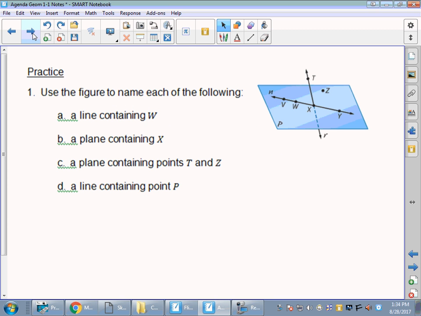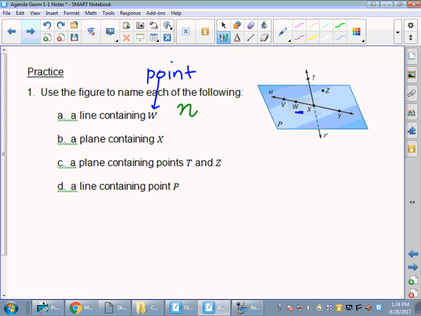All right. So in this practice, it says use the figure to name each of the following. So I'm looking for a line that contains W. Now, W is what? A point, a line, or a plane? It's a capital letter, right? So that's a point. So a line containing W, here's W on my little diagram. I hope yours is copied okay. We could name that line a whole lot of ways. The important thing is the symbol that goes along with it. Do you notice the small cursive letter on that line that contains W? We could call it line N.